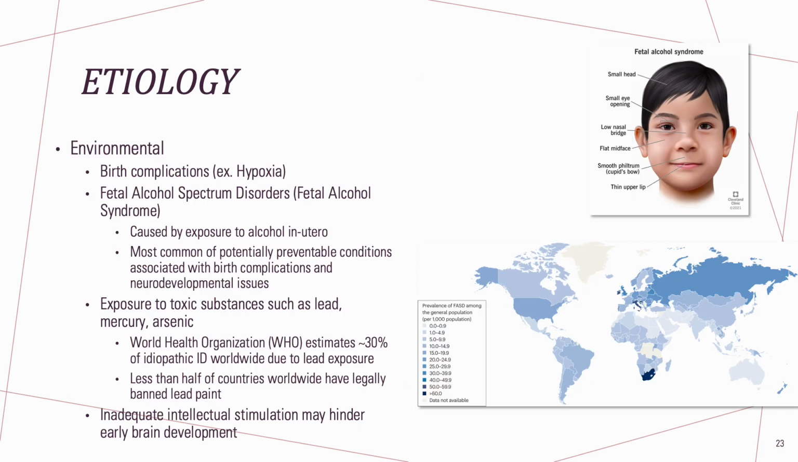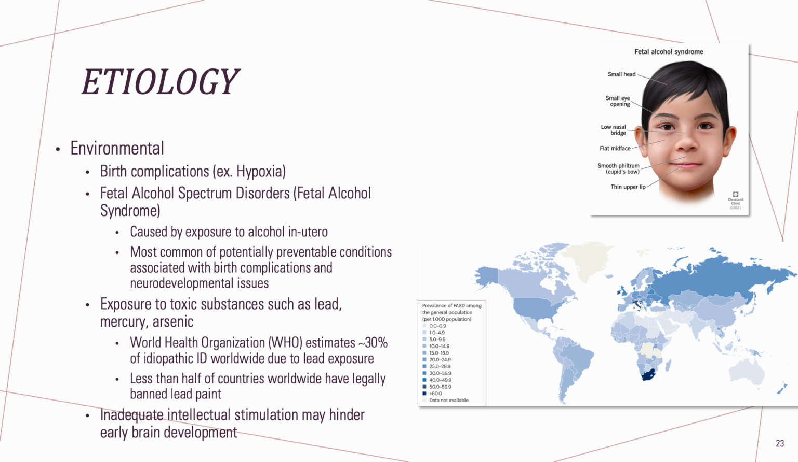So moving on to environmental etiological factors, we know that this includes things like birth complications, like hypoxia, and fetal alcohol spectrum disorders, or fetal alcohol syndrome. Again, that's caused by exposure to alcohol in utero, and it's the most common of the potentially preventable conditions that are associated with birth complications and neurodevelopmental issues.